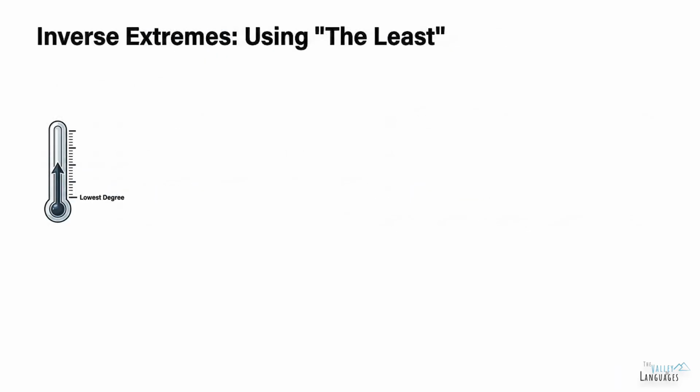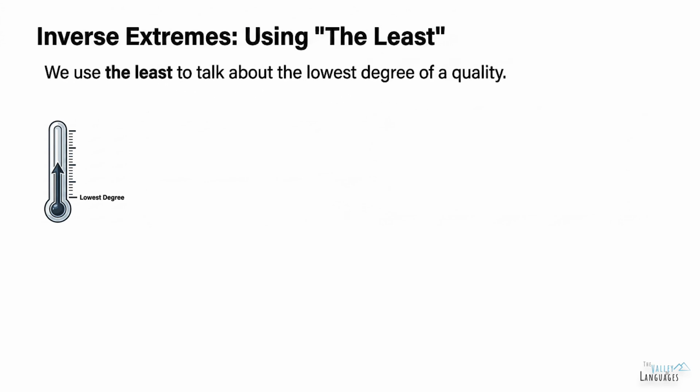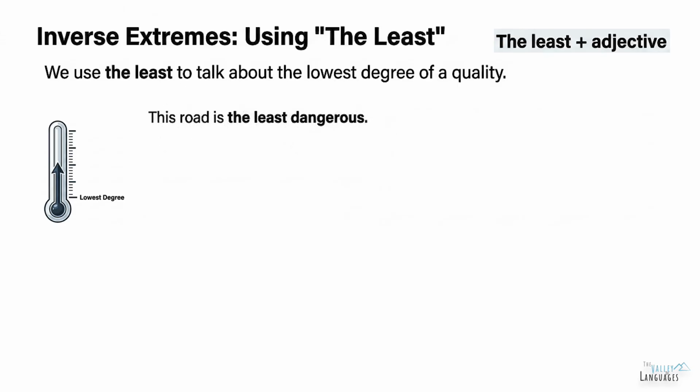Next up, inverse and irregular forms. Let's shift our focus to the opposite end of the spectrum. Inverse extremes, using the least. We use the least to talk about the absolute lowest degree of equality. The formula is literally just the least plus the adjective. Just picture a thermometer dropping all the way down to the lowest possible degree. That is exactly what we're doing here.